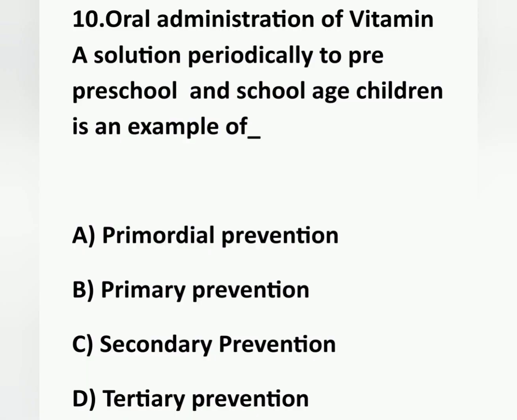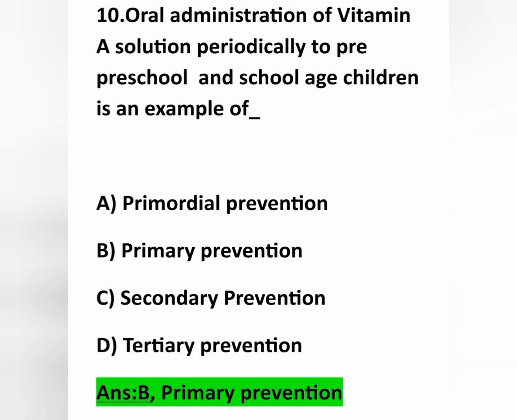The next question, oral administration of vitamin A solution periodically to preschool children and school age children is an example of. Options are: option A primordial prevention, option B primary prevention, option C secondary prevention, option D tertiary prevention. It is an example of primary prevention. Option B is the correct answer. Move on to the next question.